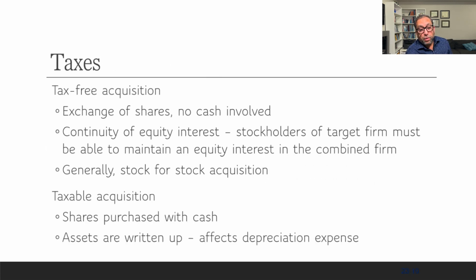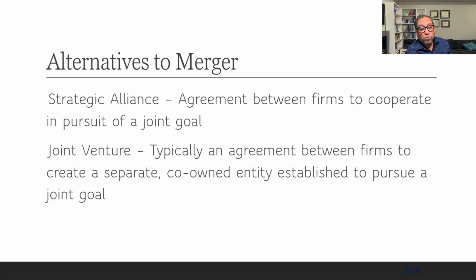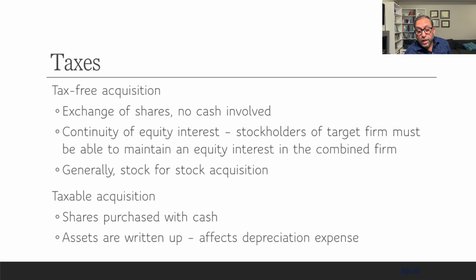Now, what are the tax implications when we do mergers and acquisitions? One is called a tax-free acquisition: an exchange of shares, no cash involved. We just exchange the shares without involving cash, because if there's a sale and purchase on the basis of cash, then there's a tax involved, like withholding tax or sales tax. Continuity of equity interest: shareholders of a target firm must be able to maintain an equity interest in the combined firm. Generally stock for stock acquisition. And taxable acquisition. So it's a tax-free acquisition when we are transferring the stock.